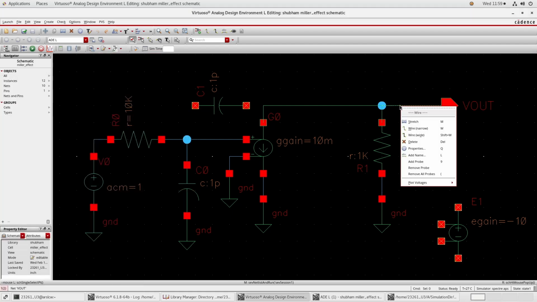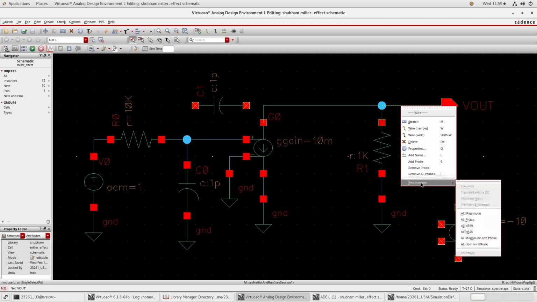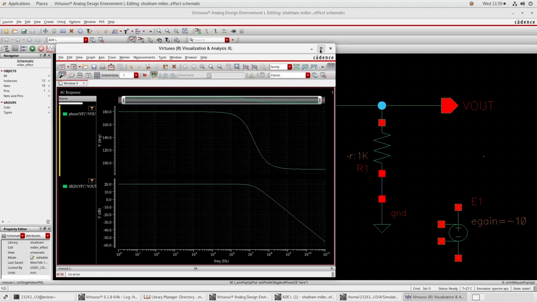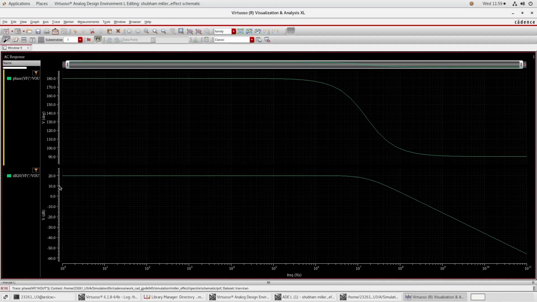You can plot from here also. So click the wire and simply plot voltage, AC magnitude and phase. So here you can see we had a gain of 20 dB, 20 log 10. So it's 20 dB.